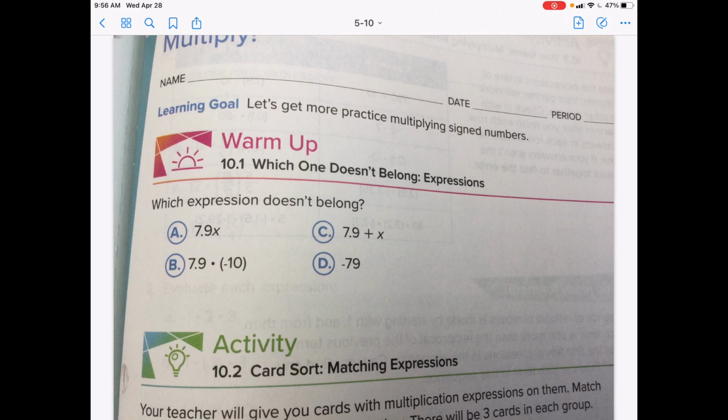Which expression doesn't belong? A, 7.9x, B, 7.9 times negative 10, C, 7.9 plus x, or D, negative 79. So go ahead, take a moment and answer that question. All right, so let's talk about this. Which expression doesn't belong?